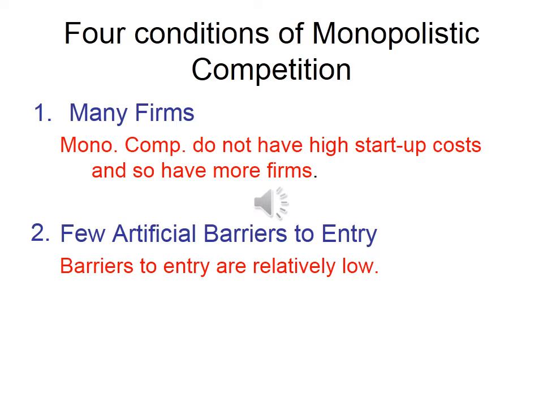There are four conditions of monopolistic competition. First, many firms. There should be many companies. Monopolistically competitive firms do not have high start-up costs and so there are more firms. Second, few artificial barriers to entry. Barriers to entry are relatively low.